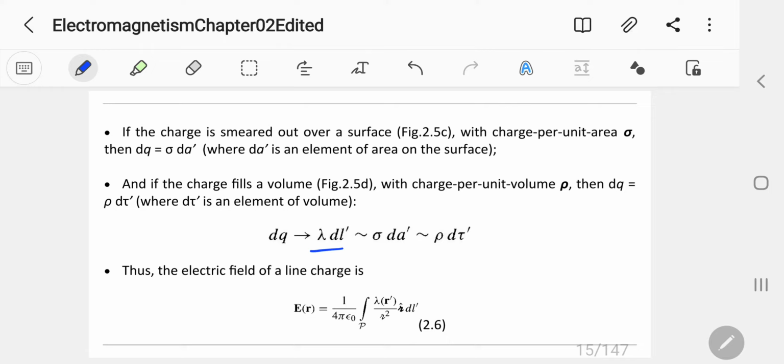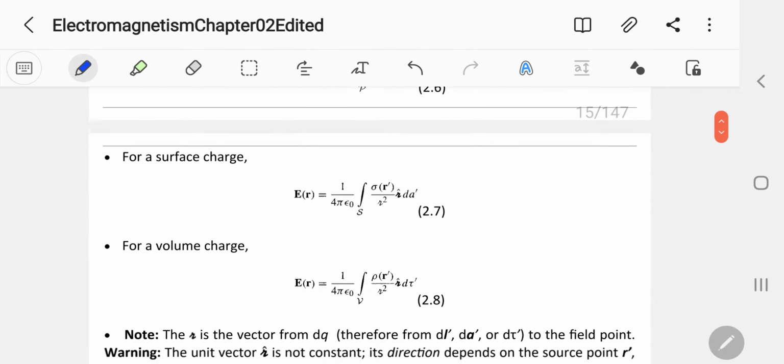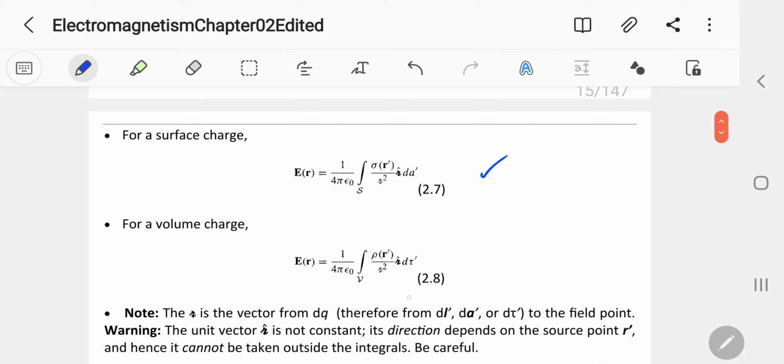So for surface charge density, your dq would just be sigma dA prime, and for volume charge density, this is rho d tau prime. So you have this one here for the line charge, and then for the surface charge you have this one, and for the volume charge you have this one.